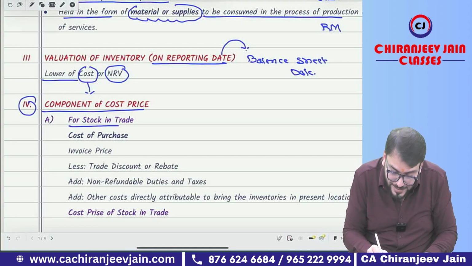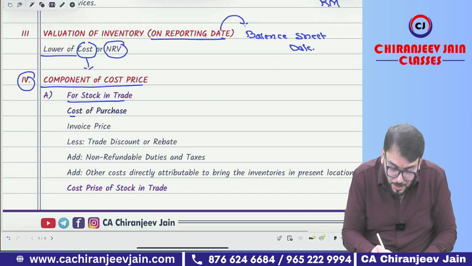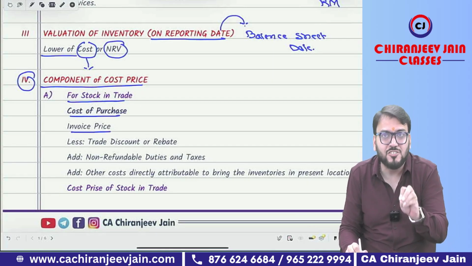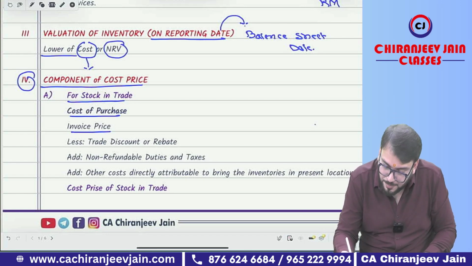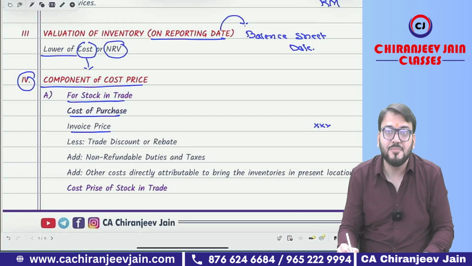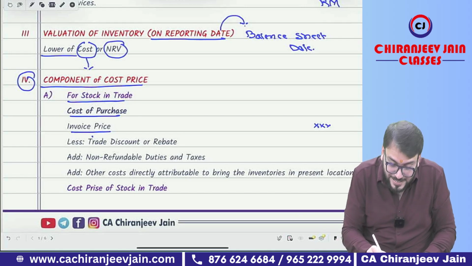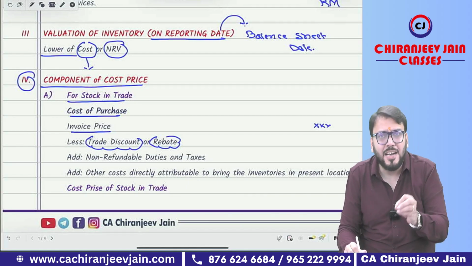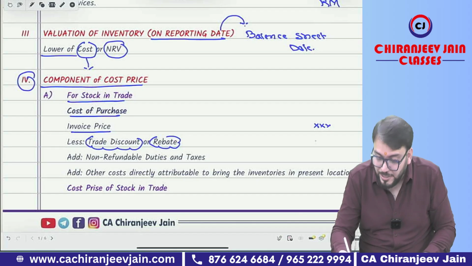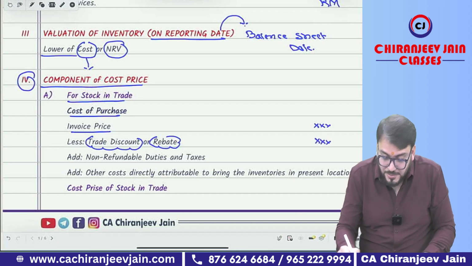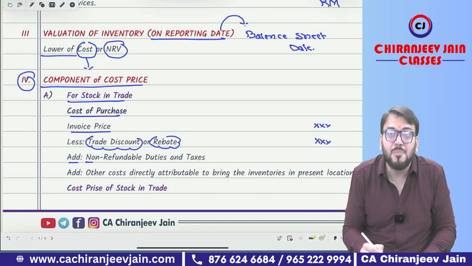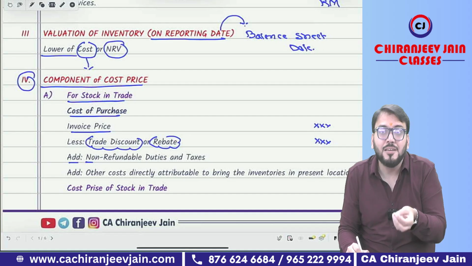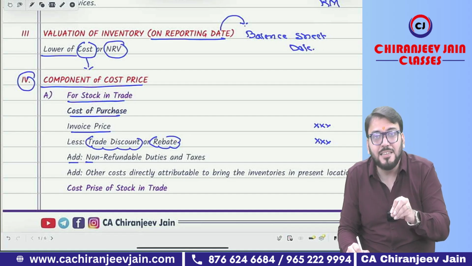So for stock in trade, cost of purchase means invoice price. Invoice price means whatever price is mentioned in the invoice, and that will be given in the question. Then we will deduct any trade discount or rebate. Then we will add any non-refundable duties and taxes, meaning any taxes which are non-refundable. That is a part of cost and will be added.